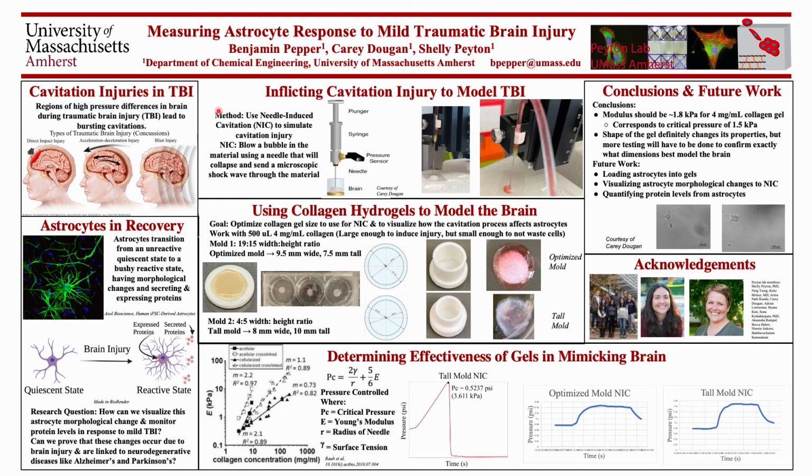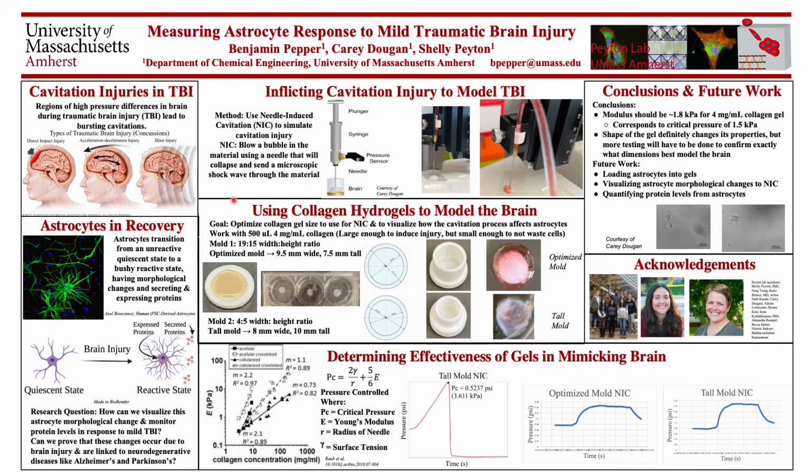It works through blowing a bubble into material using a needle that will grow and grow until it collapses. This sends a microscopic shock wave through the material as a great way to induce a cavitation injury. This setup shows what our NIC setup looked like in practice, and this is what the material looks like after the cavitation event occurred. As you can see through these, I used collagen hydrogels instead of real brains.